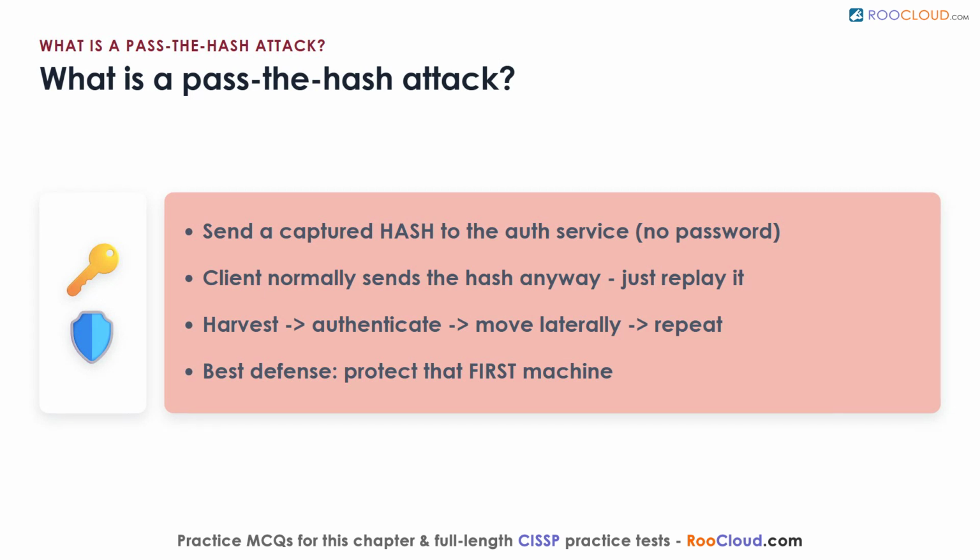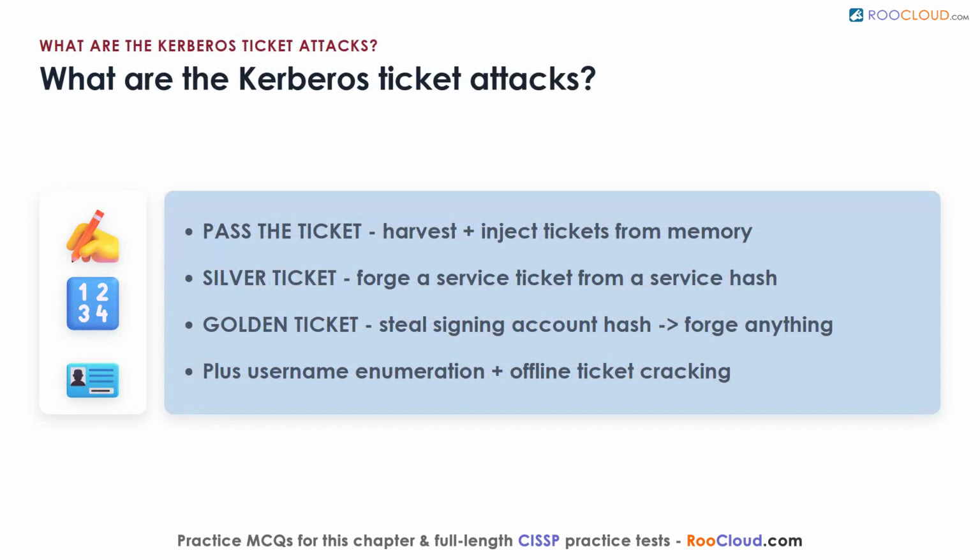The strongest defense is upstream. Prevent that first machine from being compromised in the first place. Kerberos itself becomes a target too.